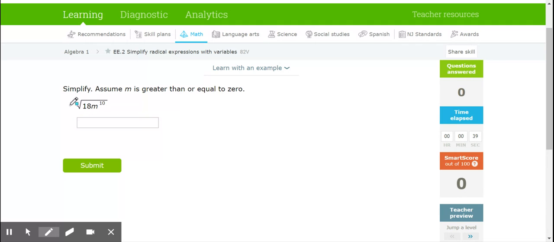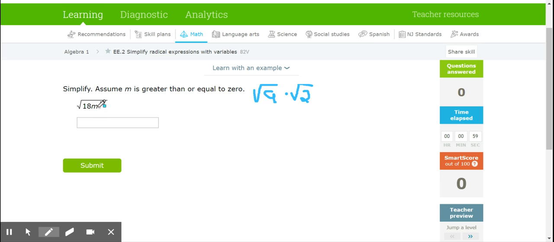So when I look at this, I'm looking at the square root of 18, which is not a perfect square, but it has a perfect square factor, 9. So I'm going to break it up into the square root of 9 times the square root of 2. Okay, so 9 times 2 is going to give me 18. So the square root of 9 times the square root of 2 gives me the square root of 18.